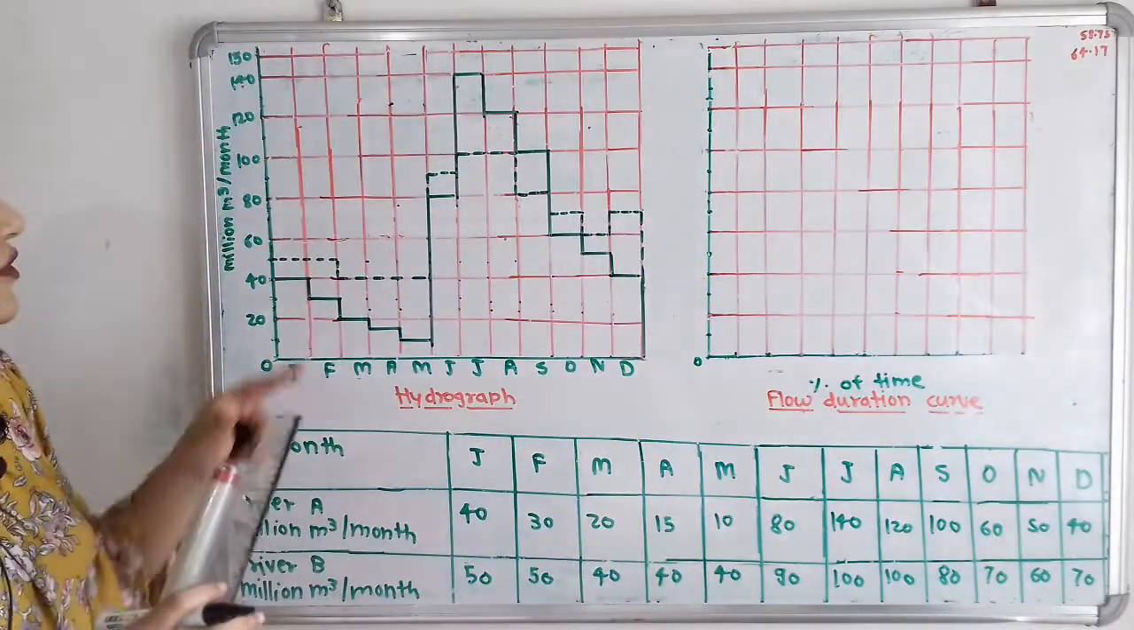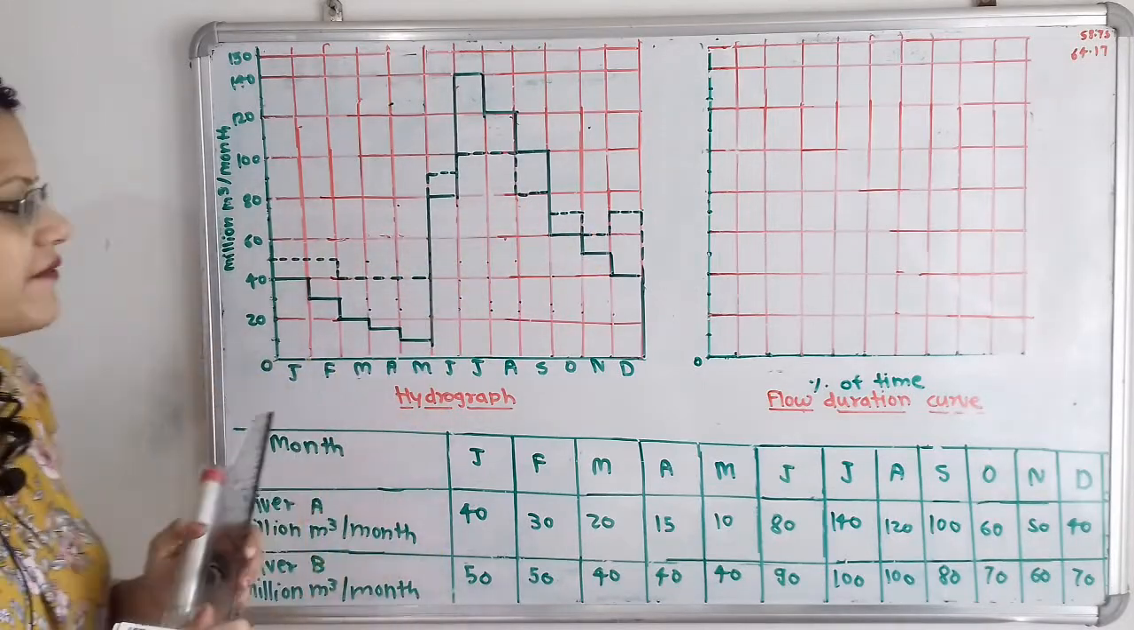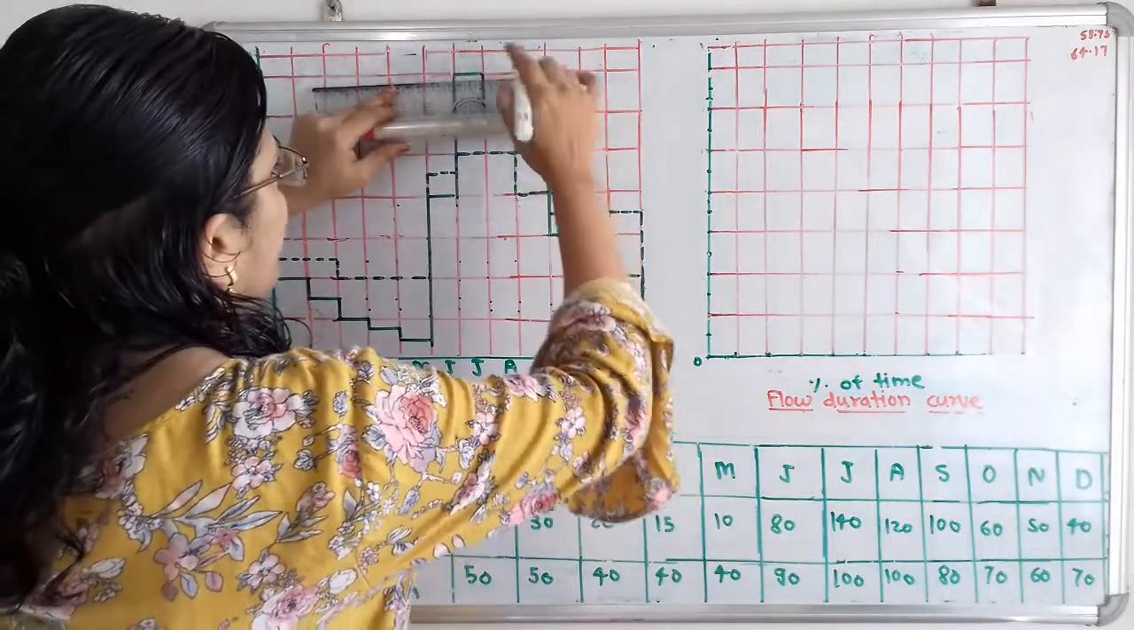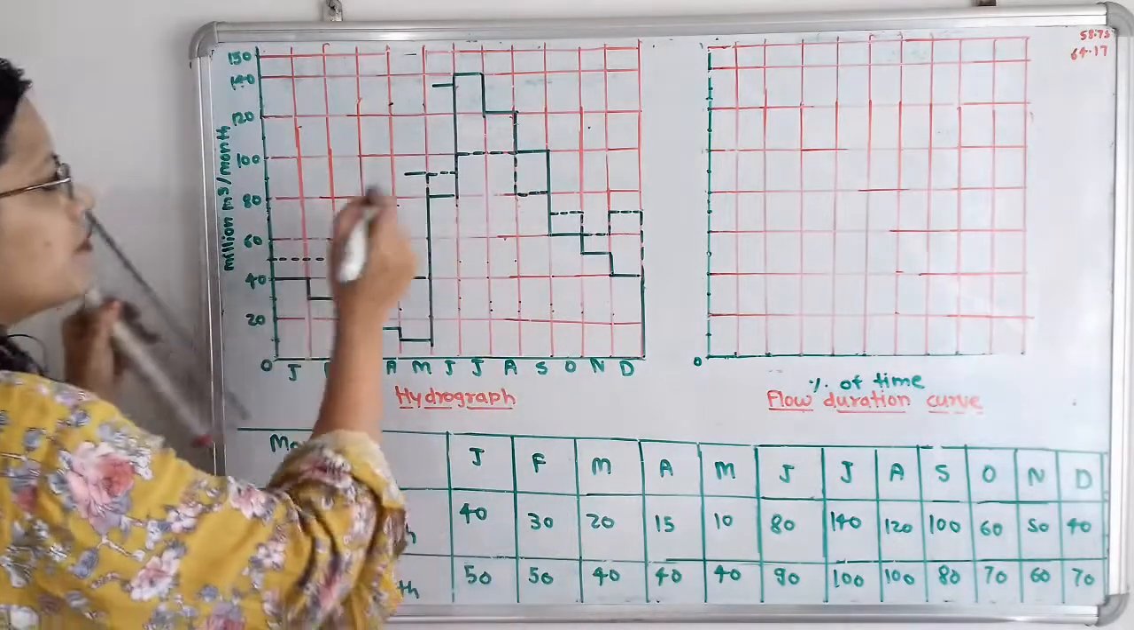If we observe, this dashed line is the hydrograph for river B. So we will mention this with the help of an arrow, that is the hydrograph of river A and the hydrograph of river B.